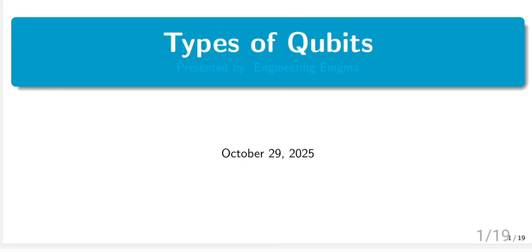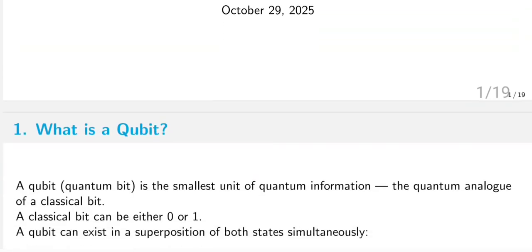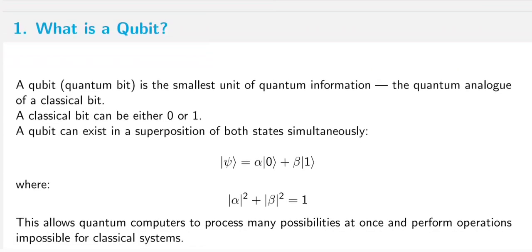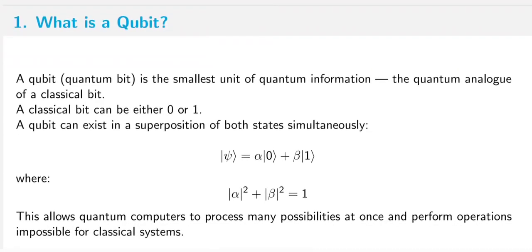So welcome back. Today we are going to discuss types of qubits in this particular session. Before going on to that, what is a qubit? A qubit is nothing but a quantum bit, which is the smallest unit of information.